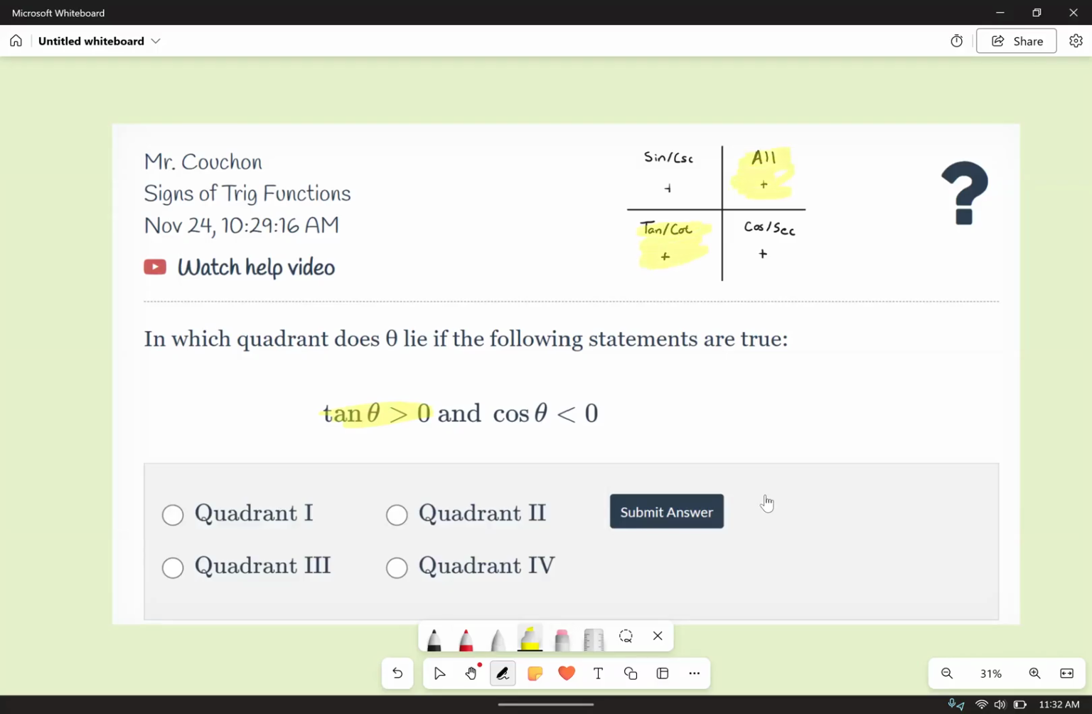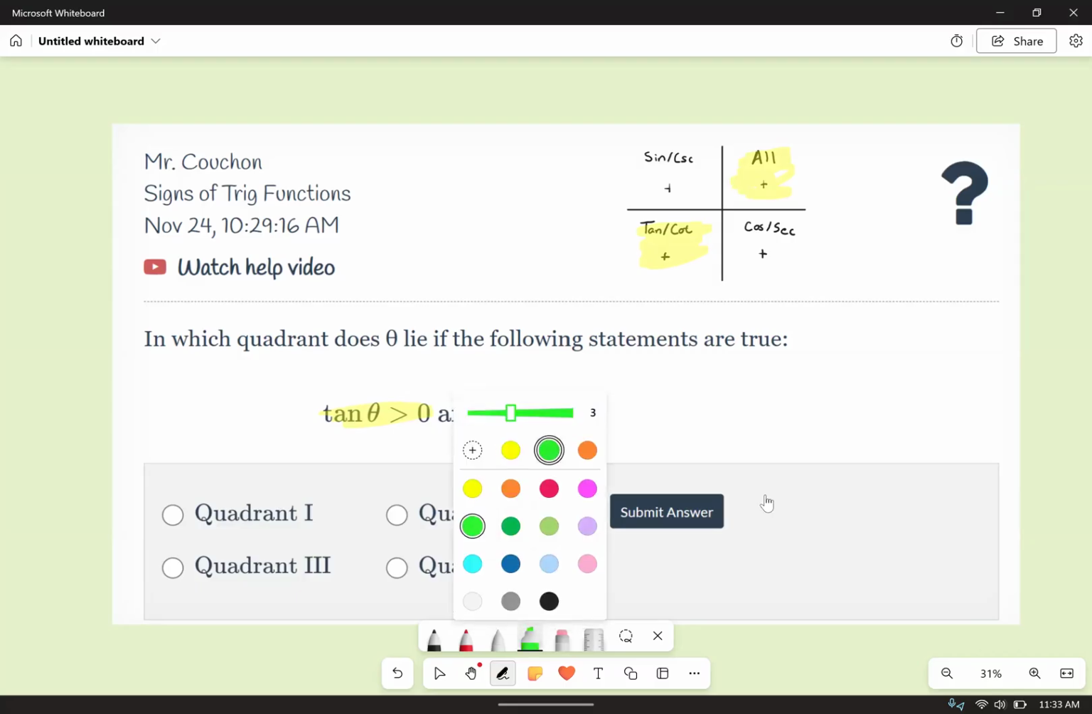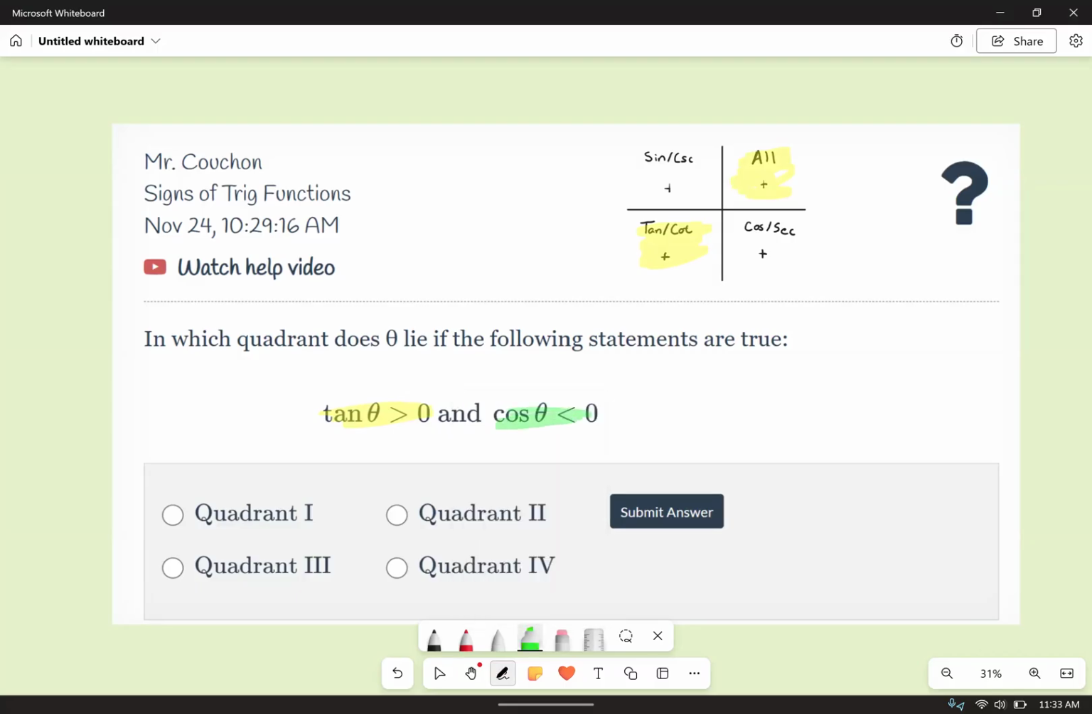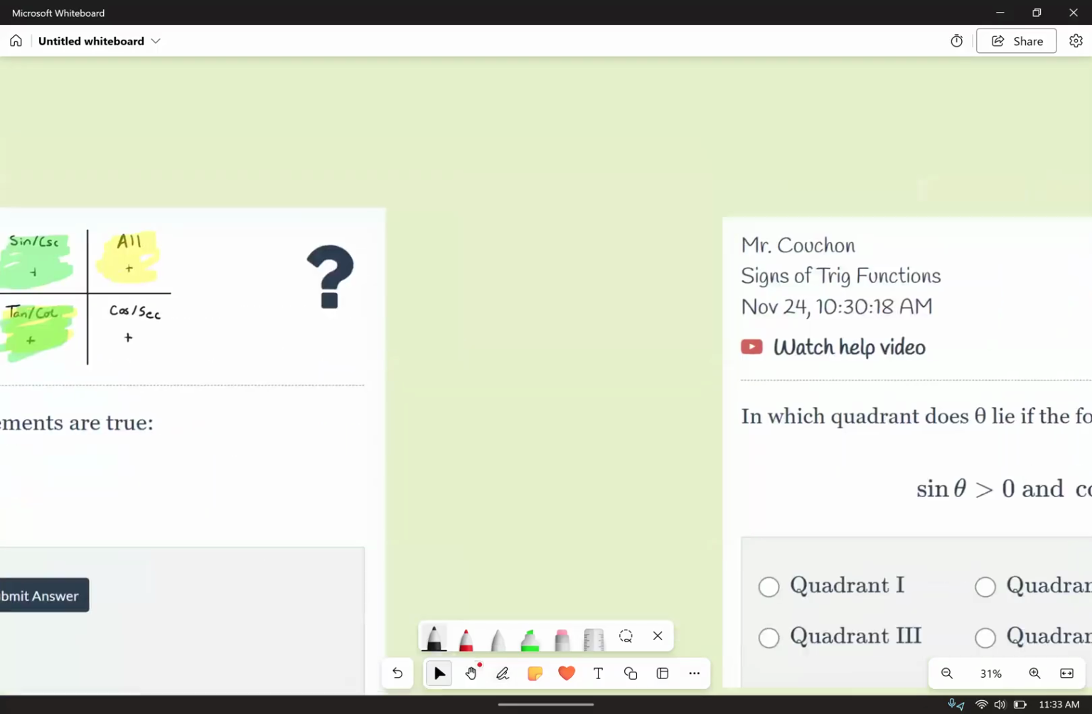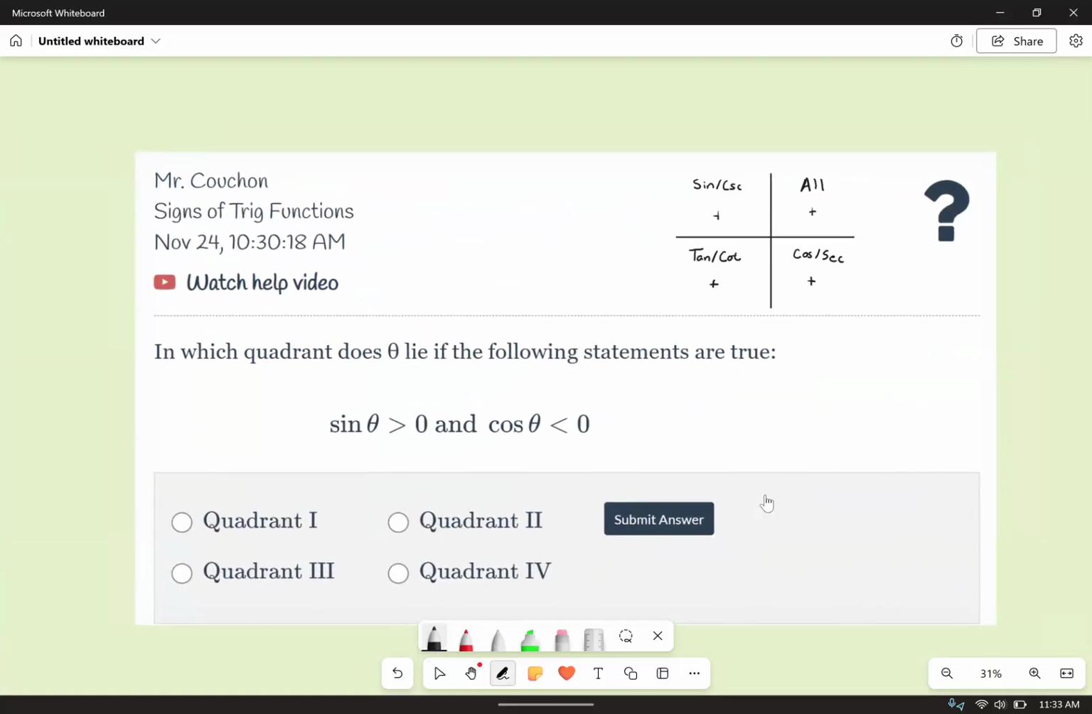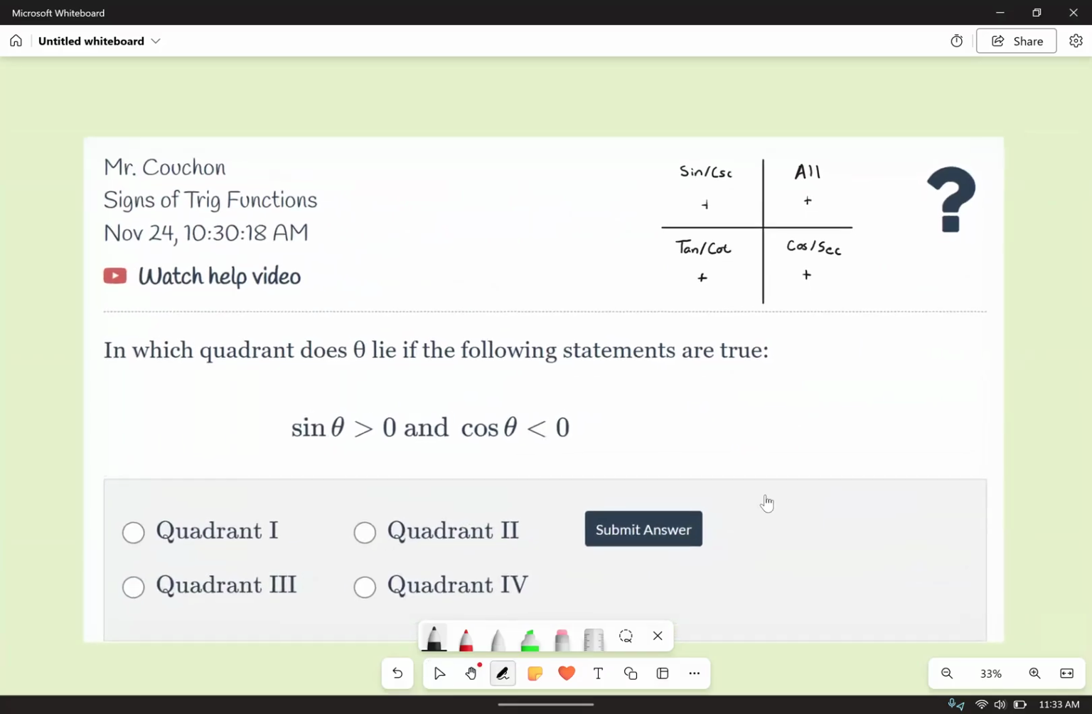Okay, now what about cosine theta being less than 0, or when is cosine of theta negative? There's only two quadrants, right, where cosine of theta will be negative, and that's going to be quadrants 2 and 3, and quadrant 3 is where they both show up, so quadrant 3 is the solution there. Tan is positive, and cosine is negative in quadrant 3. And then go ahead and try this one too. When you think you're done, you can unpause me and see if we nailed the correct quadrant.